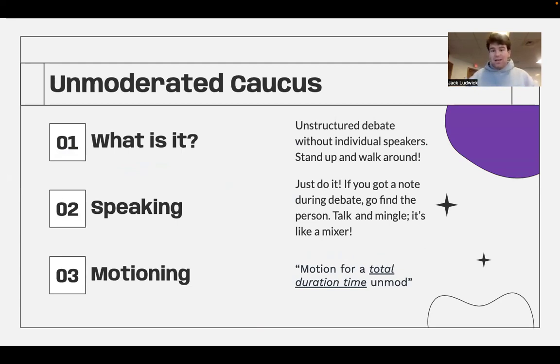You really just get to stand up and walk around and talk to the other delegates in your committee. Speaking, you just do it. If you got a note during debate, go find that person. If you sent a note during debate, go find that person. Talk and mingle. It's like a mixer, a party. It's a lot of fun.